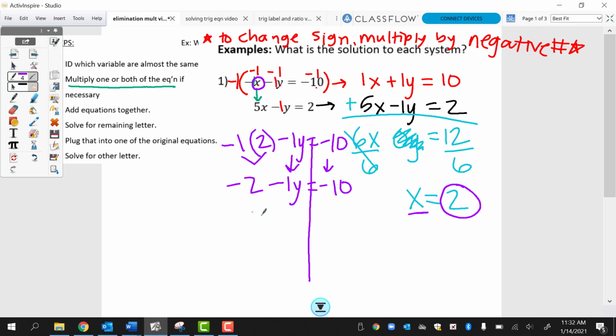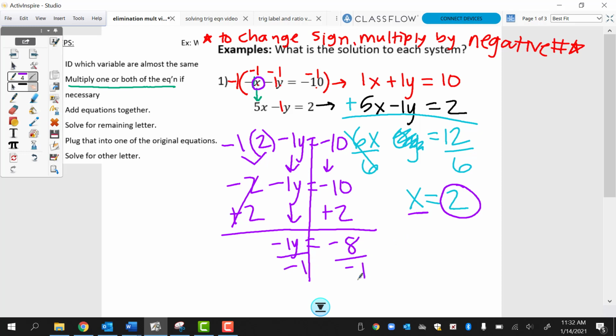Now I have to move the positive 2 to the other side, so I'm going to plus 2. Plus 2, that cancels out. I have negative 1y equals negative 10 plus 2. We type that in the calculator, and we get negative 8. And then last step, divide by negative 1, and I get y equals, type that in, positive 8.